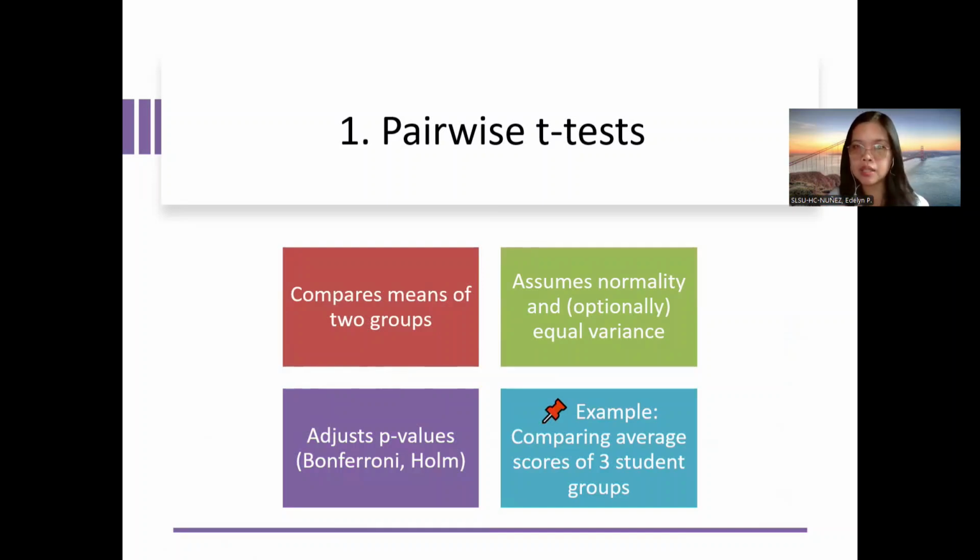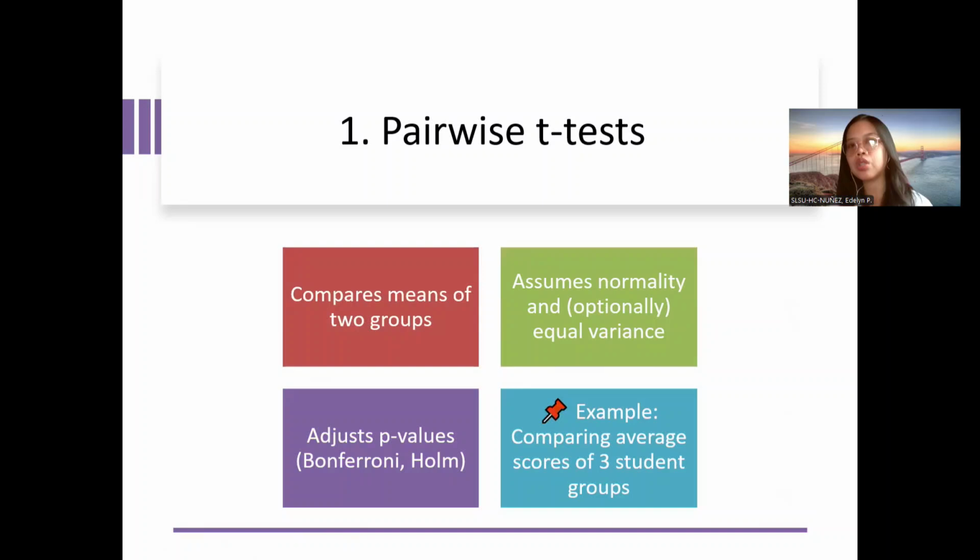First example is the pairwise t-test. This is a test of significant difference, but we are just using the means of two groups. It assumes normality, and it could be optional. We need to have equal variance. This is available in Jamovi, but in this video, we will not be focusing on the pairwise t-test, but we will be focusing on the Tukey HSD.